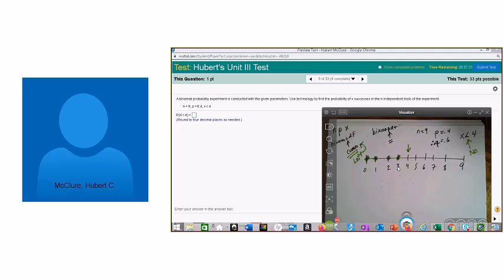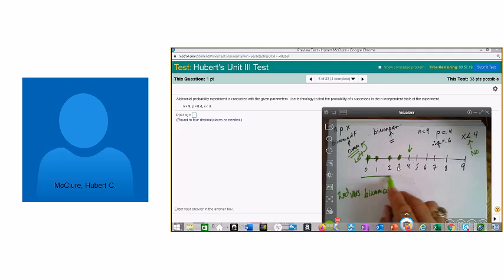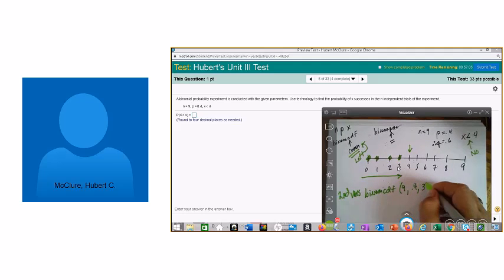So you would type in binomial, second vars, binomial CDF, because you want cumulative, you want all of these right here. It reads up to that number. And that's going to be n, 9, 0.4, and 3. And that's your answer.